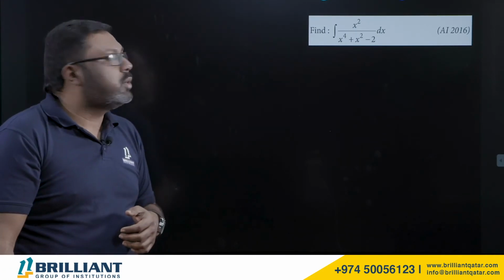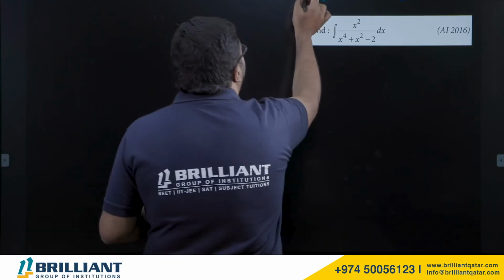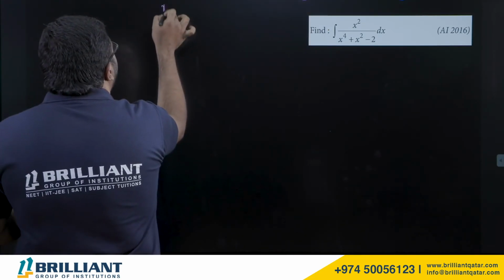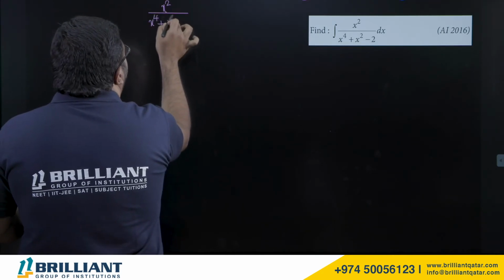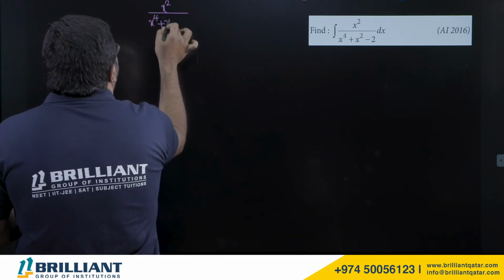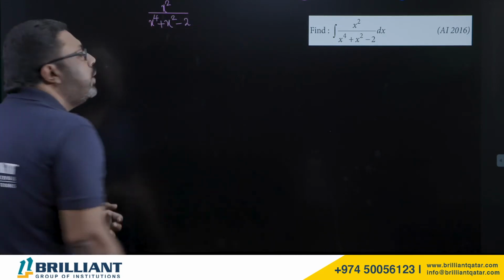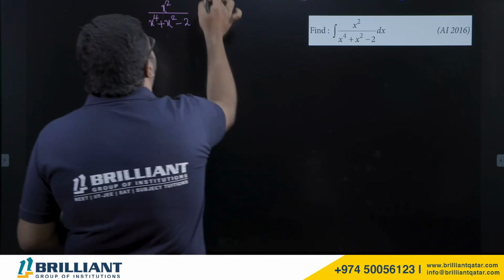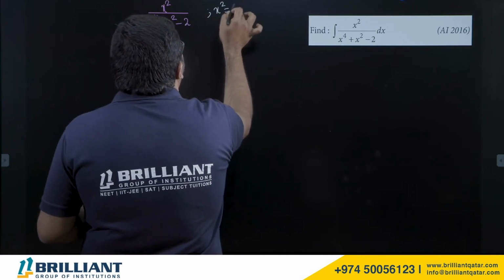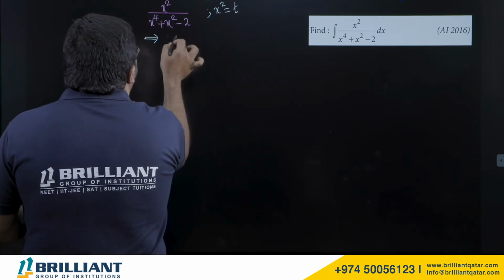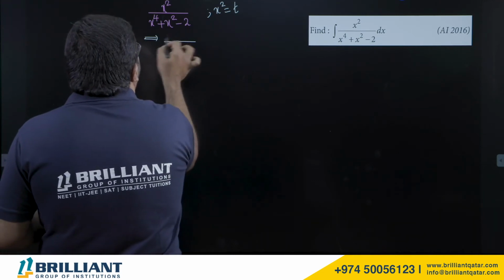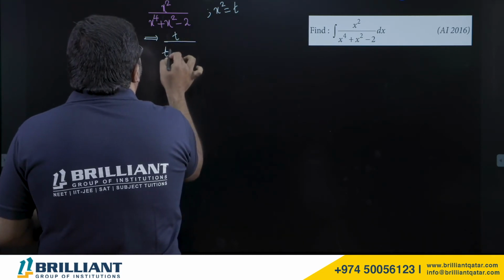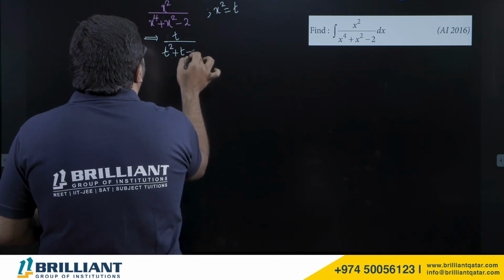Okay, here again, x squared by x power 4 plus x squared minus 2. Now I'm going to say this form here once again. It is going to be x squared divided by x power 4 plus x squared minus 2. Just now I told you we have to substitute x squared, right? So let's put x squared is equal to t. X squared is equal to t implies it's going to be t divided by t squared plus t minus 2.